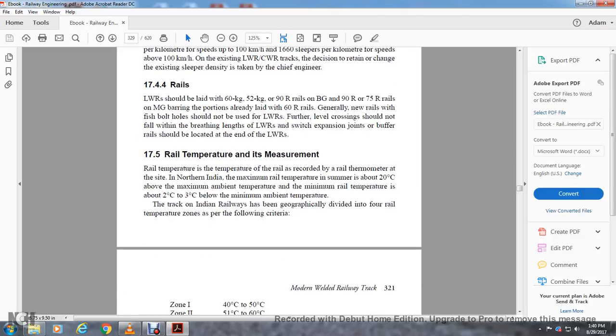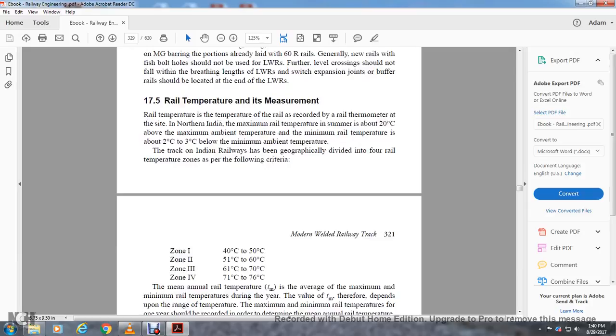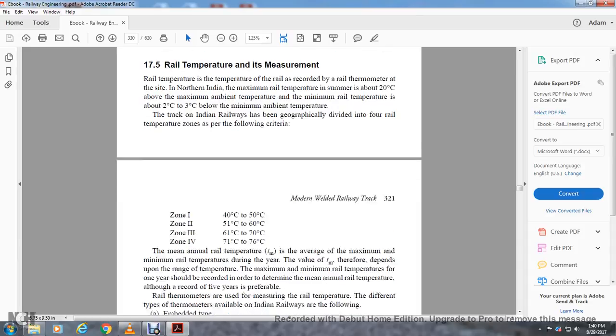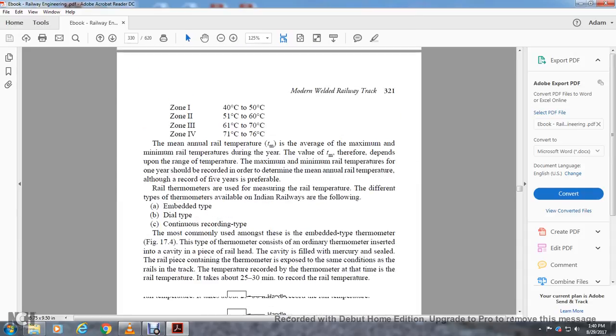17.5 Rail temperature measurement. The rail temperature is recorded with a rail thermometer. In northern India, maximum rail temperature in summer is about 20 degrees Celsius above the maximum ambient temperature. Minimum rail temperature is about 2 to 3 degrees Celsius below the minimum ambient temperature. The track of Indian Railways is geographically divided into 4 rail temperature zones by the following criteria. Zone 1, 40 to 50 degrees Celsius. Zone 2, 51 to 60 degrees Celsius. Zone 3, 61 to 70 degrees Celsius. Zone 4, 71 to 76 degrees Celsius.